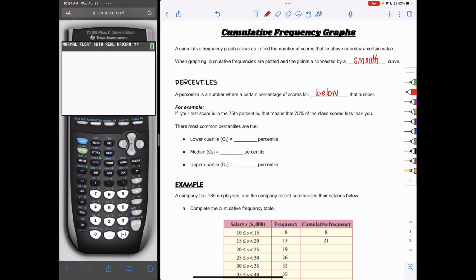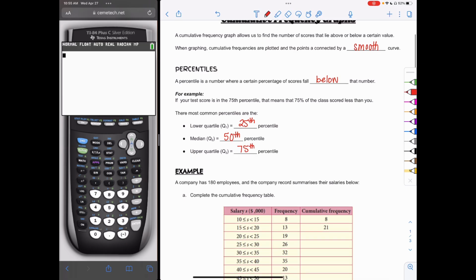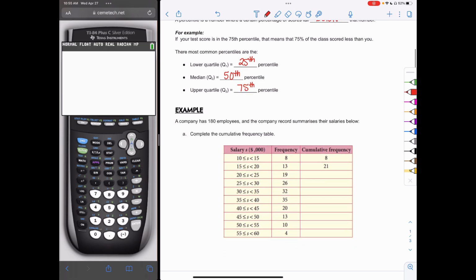The most common percentiles are the lower quartile, which is also the 25th percentile, the median, which is the 50th percentile, and the upper quartile, which is the 75th percentile. So let's look at an example here. It says a company has 180 employees, and the employee records summarize their salaries below. The first thing they want us to do is complete the cumulative frequency table.